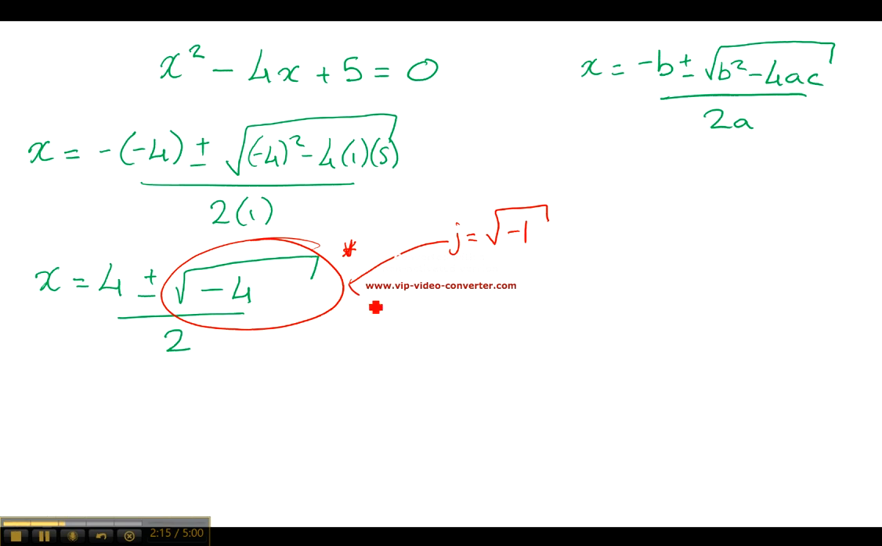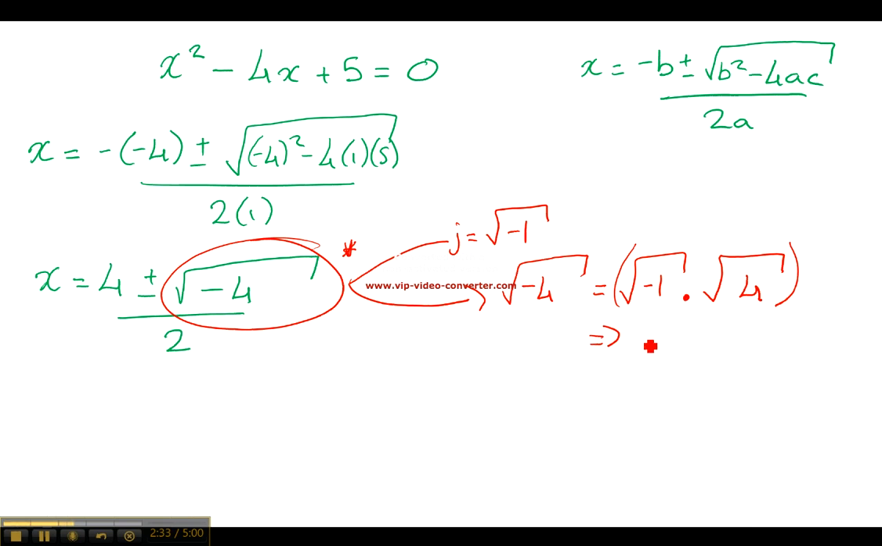Well then, how does that affect our square root of minus 4? Well, that can equal the square root of minus 1 multiplied by the square root of 4. So we can break that down into this representation of it. So then that ultimately means we can have j times the square root of 4, which ultimately gives us j2.